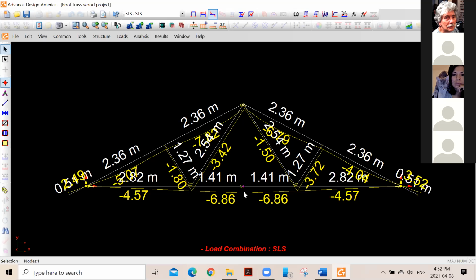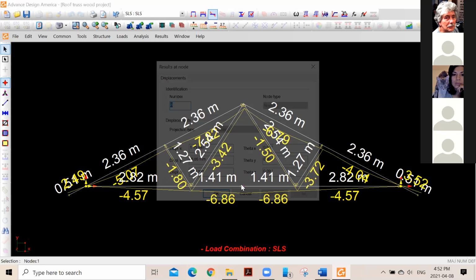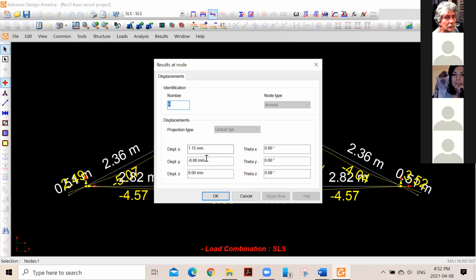There's your deflection, and you're allowed to go up to 23.5. So that means that you're way under L over 360. What I like to do is double click on that node, and I see the value right away. You see? Is that simple enough?